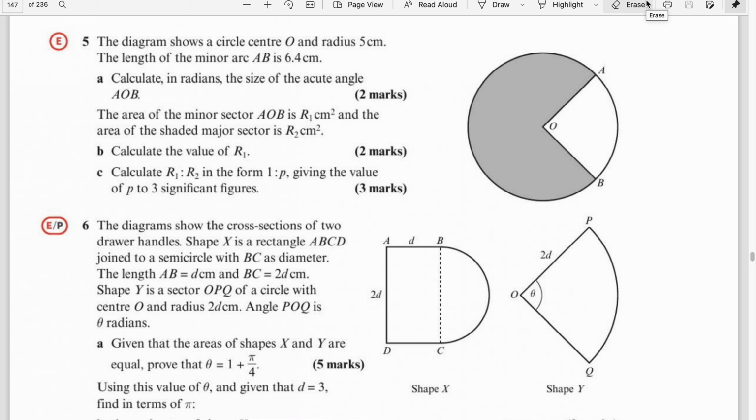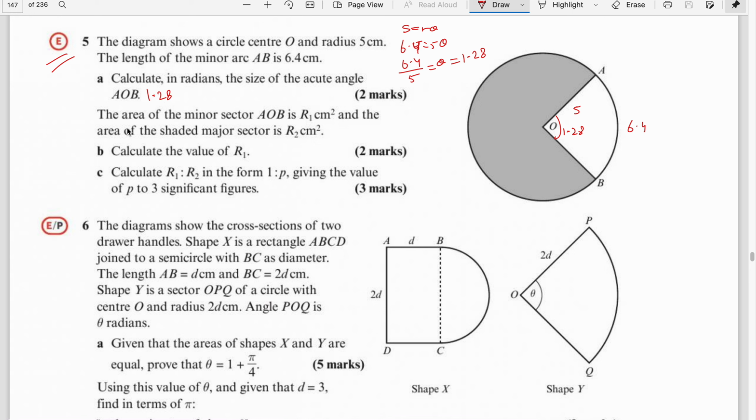Question number 5. The diagram shows a circle with center O and radius 5. The length of the minor arc AB is 6.4. Calculate in radians the size of acute angle AOB. So straight away S = Rθ. This is 6.4, the radius is 5, θ is unknown, so 6.4 by 5 is the angle. 6.4 divided by 5, we get 1.28.